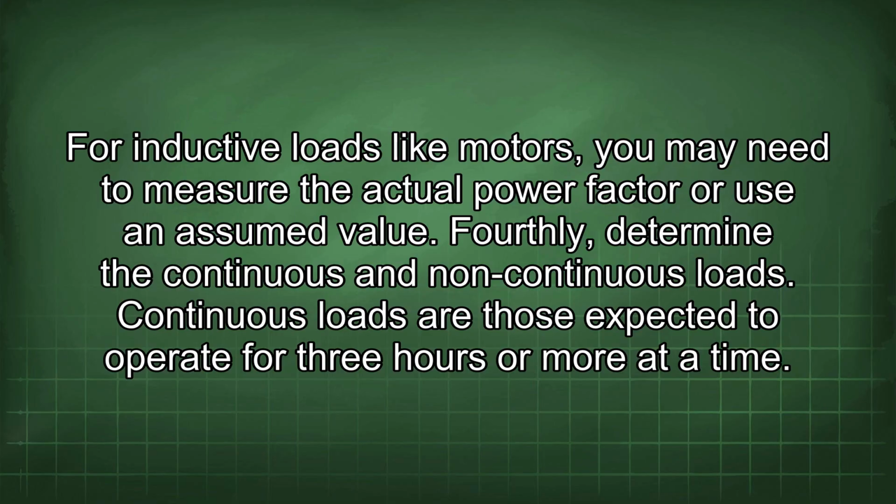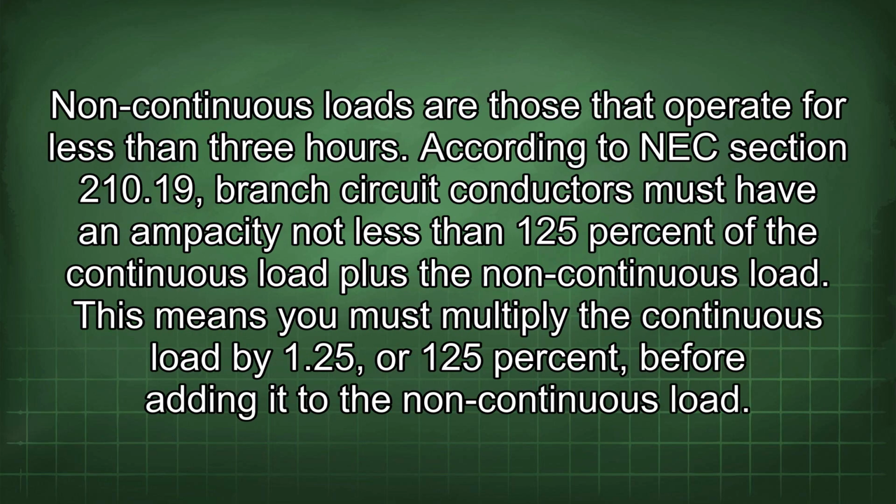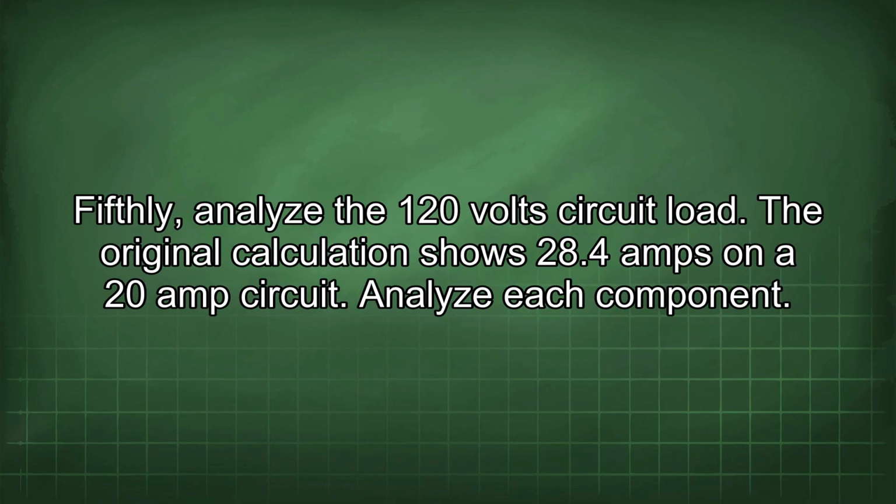Fourthly, determine the continuous and non-continuous loads. Continuous loads are those expected to operate for 3 hours or more at a time. Non-continuous loads are those that operate for less than 3 hours. According to NEC section 210.19, branch circuit conductors must have an ampacity not less than 125% of the continuous load plus the non-continuous load. This means you must multiply the continuous load by 1.25 or 125% before adding it to the non-continuous load.